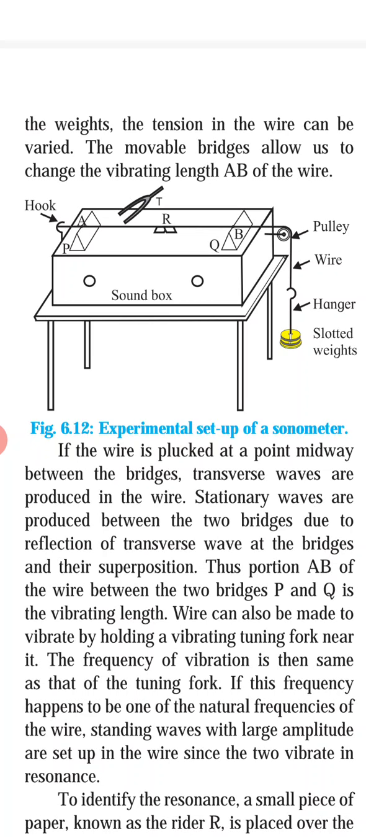There are two bridges P and Q along the width of the box which can be moved parallel to the length of the box. A metal wire of uniform cross section runs along the length of the box over the bridges. It is fixed at one end and its other end passes over the pulley. If you see that yellow color weight, that is your pulley, at the top is the pulley. A hanger with suitable slotted weights can be attached to the free end of the wire.